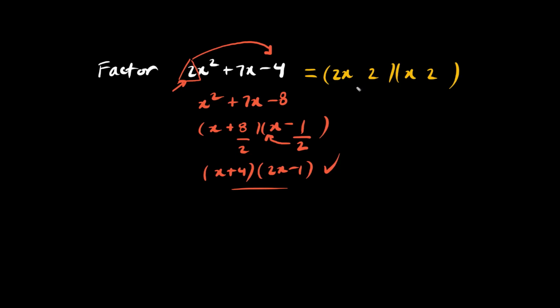So let's try again. Let's try 1 and 4. Can somehow 8x and x generate 7x? And the answer is yes. Let's choose plus and minus. Indeed, 8x minus x is 7x, and negative 1 times 4 is negative 4. So if you keep on guessing very quickly, this is the faster method.